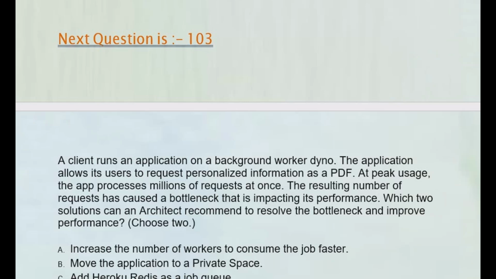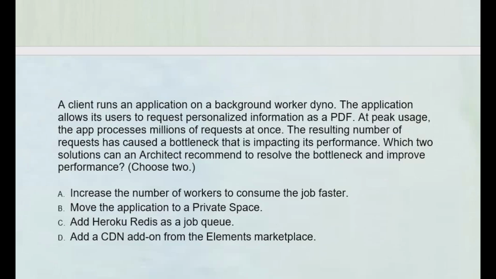Question: a client runs an application on a background worker dyno. The application allows its users to request personalized information as a PDF. At peak usage, the app processes millions of requests at once. The resulting number of requests has caused a bottleneck that is impacting its performance. Which two solutions can an architect recommend to resolve the bottleneck and improve performance?